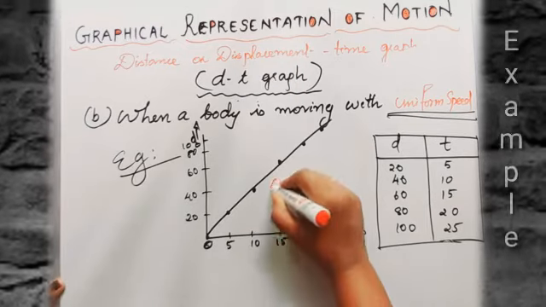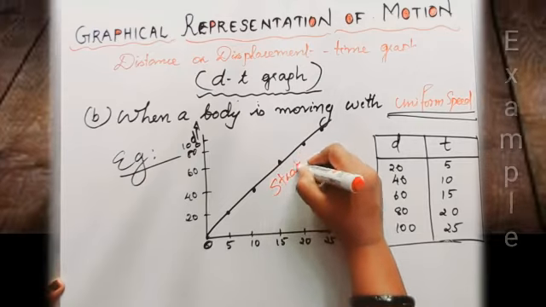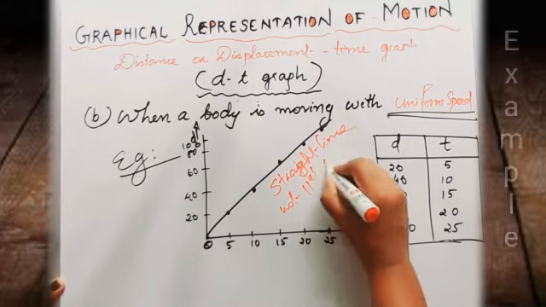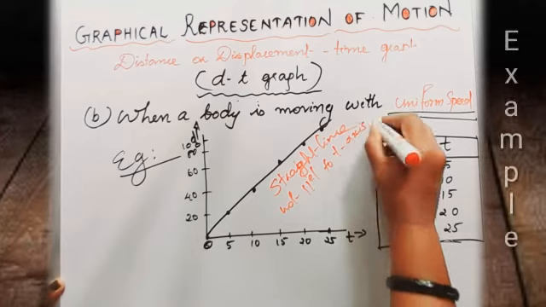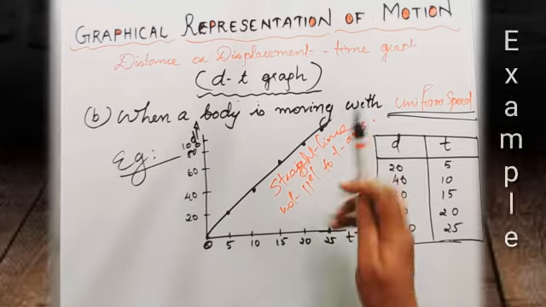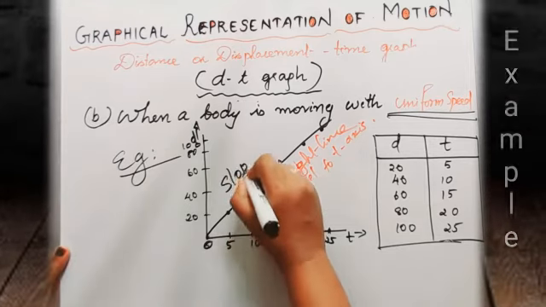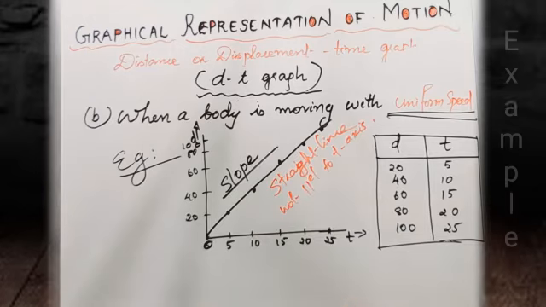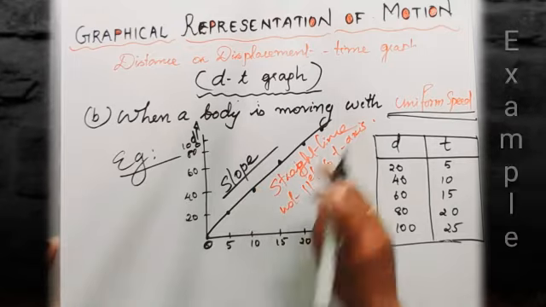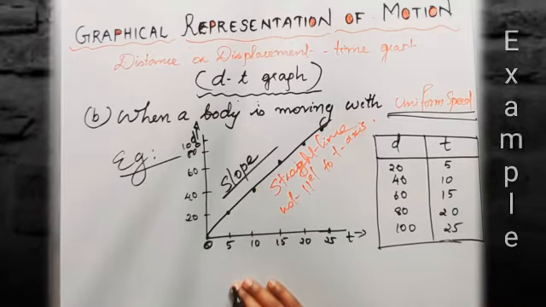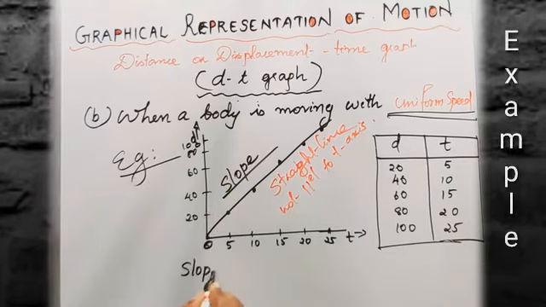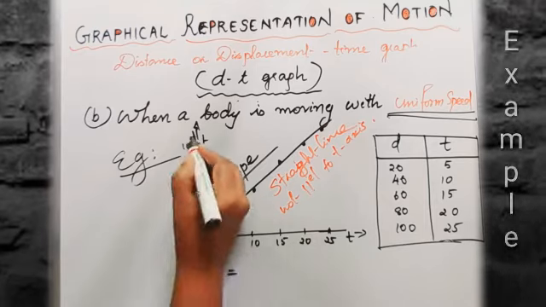Here also we get a graph that is a straight line but not parallel to the time axis. This graph is known as slope. We will get a slope graph. When we get a graph like this, we can apply another equation for finding speed. This is distance, this is time.